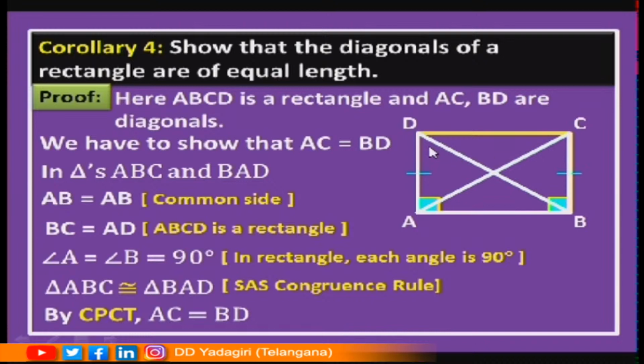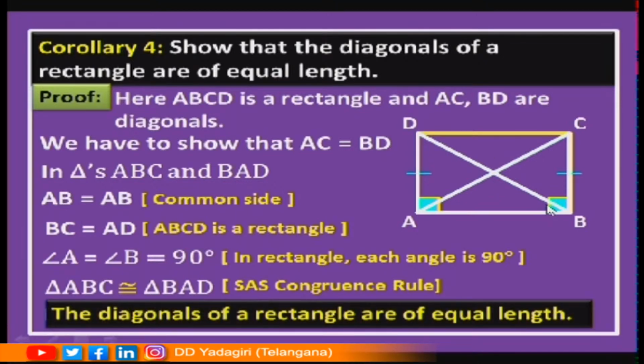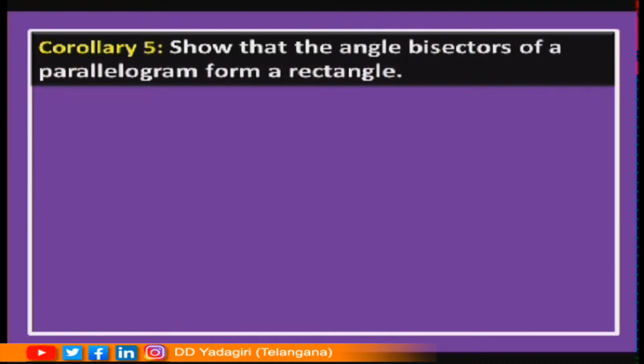AC is one diagonal and BD is another diagonal. Hence, they have the same length. Therefore, the diagonals of a rectangle are of equal length. Let us move on to our last corollary, children. Show that the angle bisectors of a parallelogram form a rectangle.